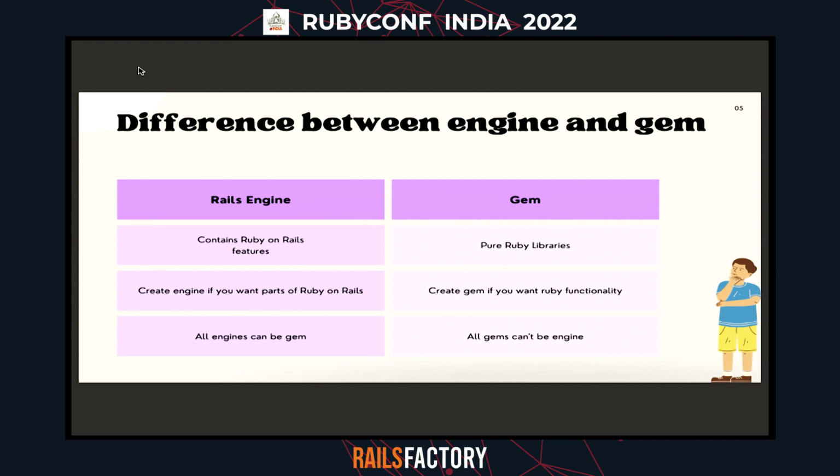So when to use a gem and when to use an engine. If you want the core functionality of the Ruby language, where you will not get any Ruby on Rails functionalities that the framework provides, then you can go with a gem. The second one is the engine. When you want to use functionalities from Ruby on Rails, you can definitely go with the engine.